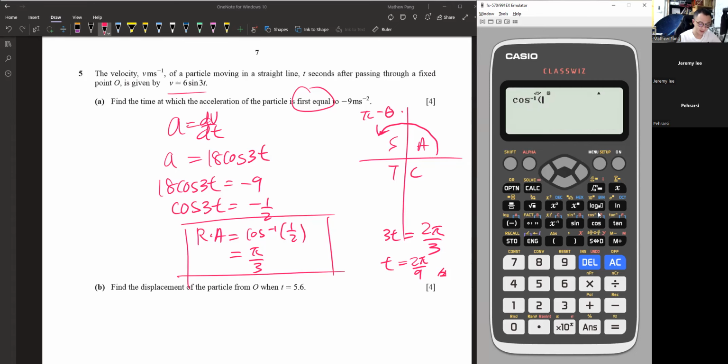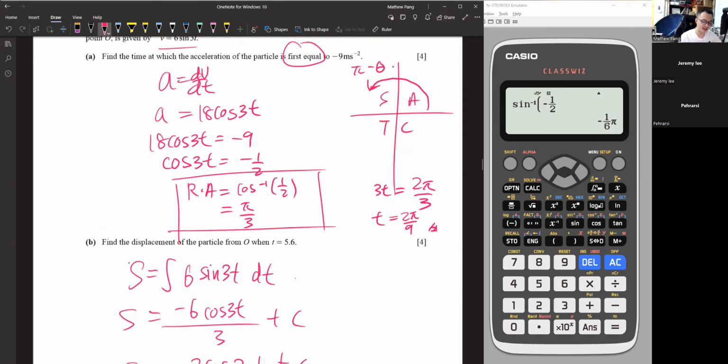Okay, find the displacement of the particle from O when t is 5.6. So we want to find displacement, we integrate velocity: integrate 6 sin 3t dt. The only challenging part maybe is that you need to find c, the rest should be very easy. Integrate sine, get negative cos, so negative cos 3t divided by 3, because if we differentiate 3t we get 3, plus c. I just make it look a little nicer.